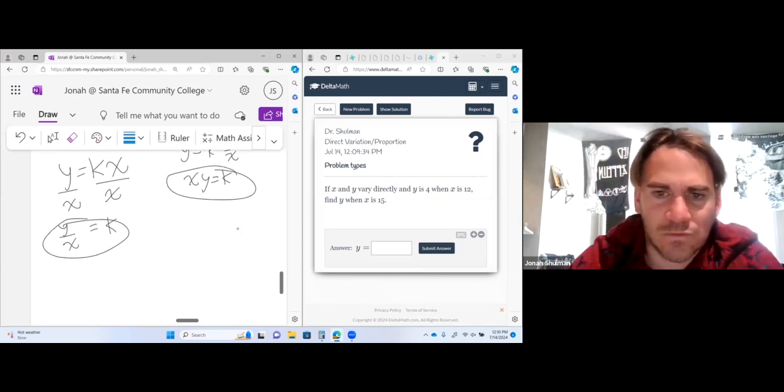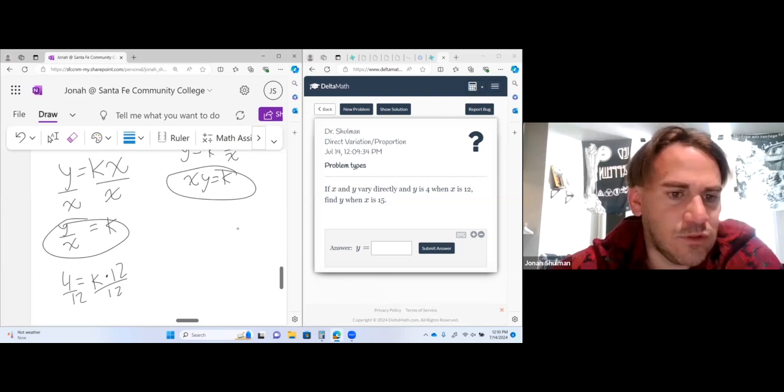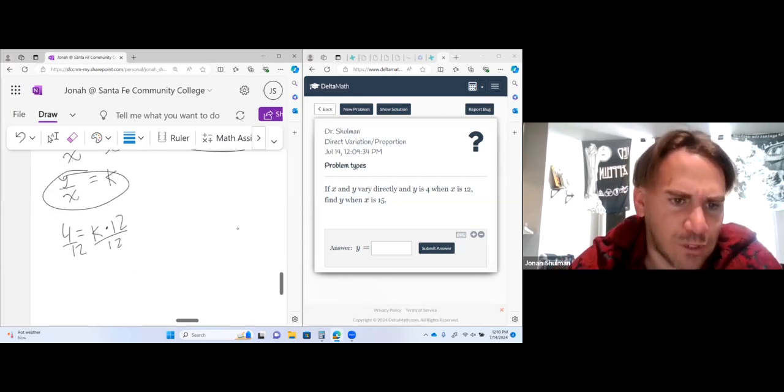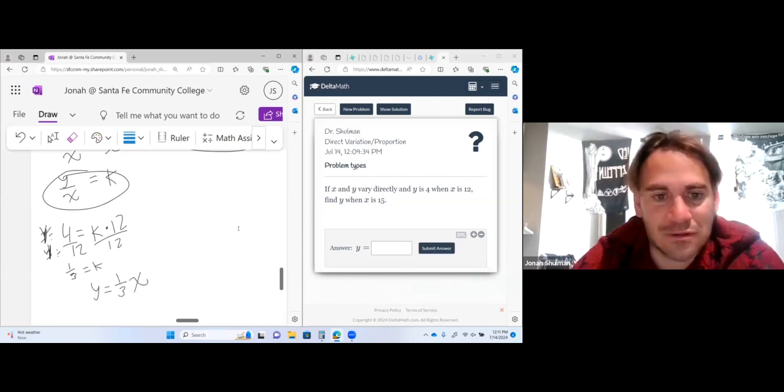All right, so when Y is 4, X is 12, so it's 4 equals K times 12. Divide by 12, divide by 12. So what is your K? 4 divided by 12 is really what? We can divide by 3. Oh, sorry. Divide by 4. I'm literally doing it in my head. So it's 1/3 equals K. So what does this mean? Y equals 1/3 X. Ta-da!